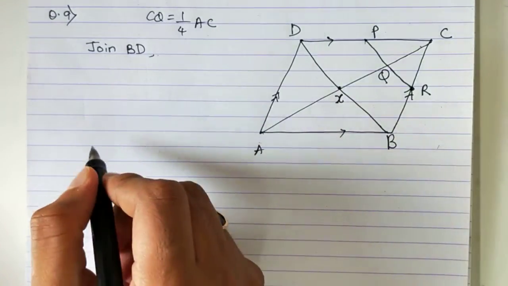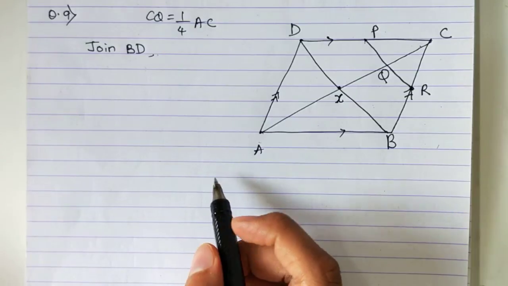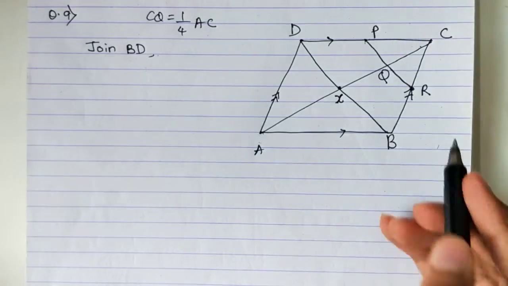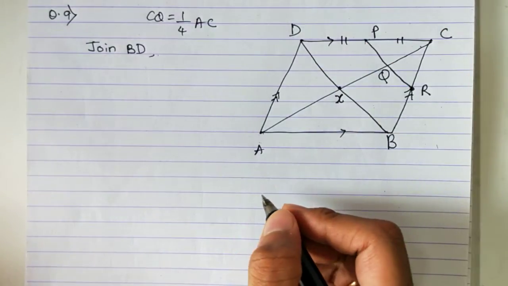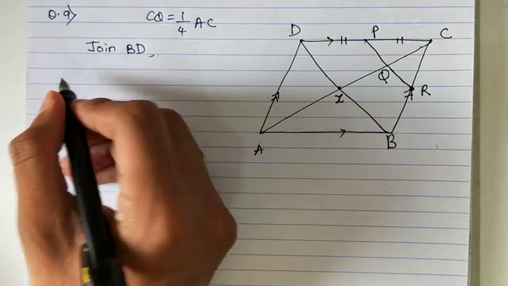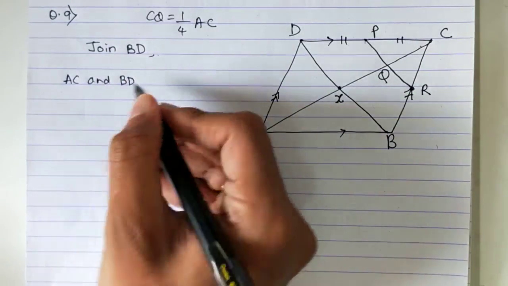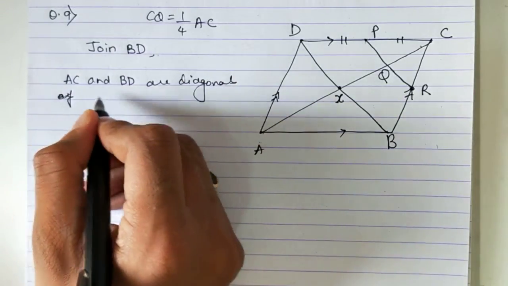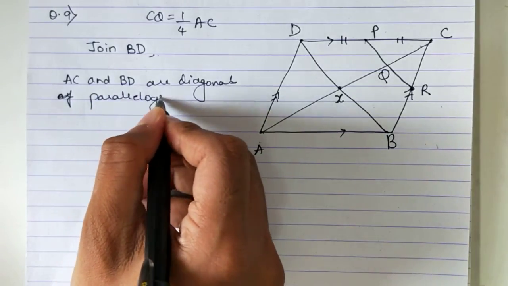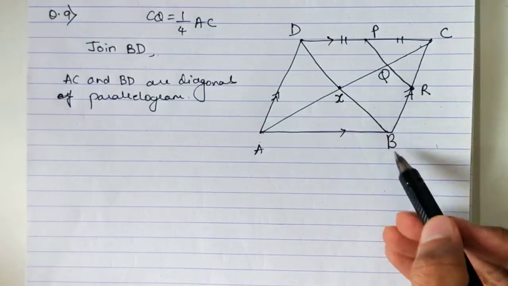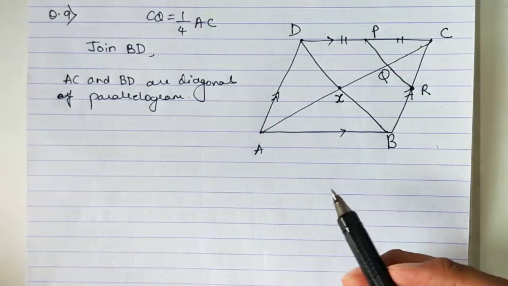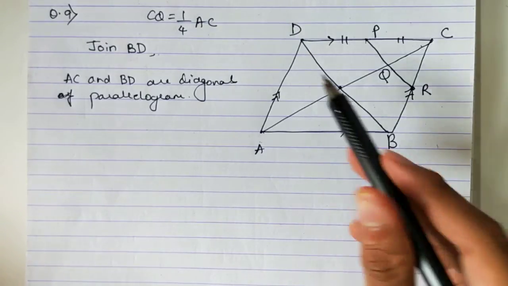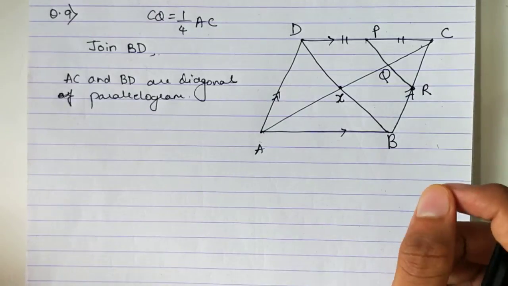Okay. Now, how do we find it? See, we know that P is the midpoint of DC. This is given in the question. So I'll mark here like this. P is the midpoint of DC. Now AC and BD are diagonals of the parallelogram. You must know that diagonals of a parallelogram bisect each other.